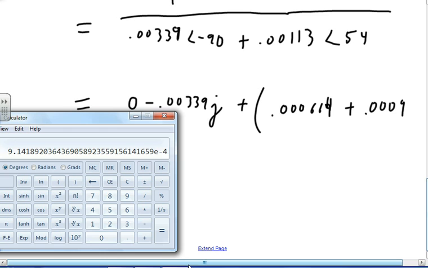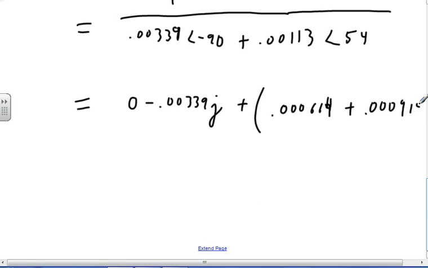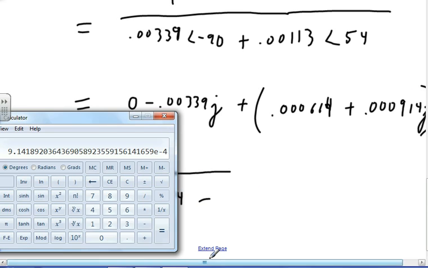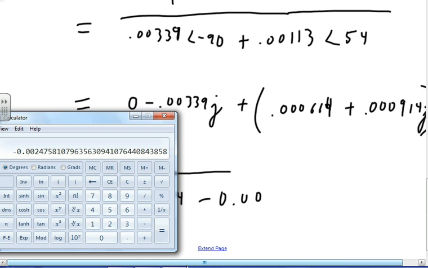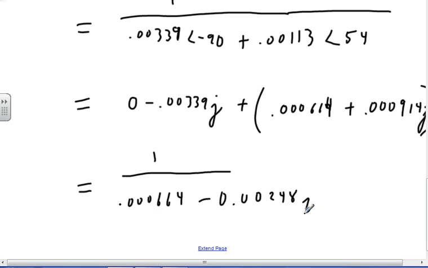0.000914 j. Okay. 1 divided by, 0.000664 minus. Okay, so I've got the number I have there minus 0.00339 equals 0.00248 j.